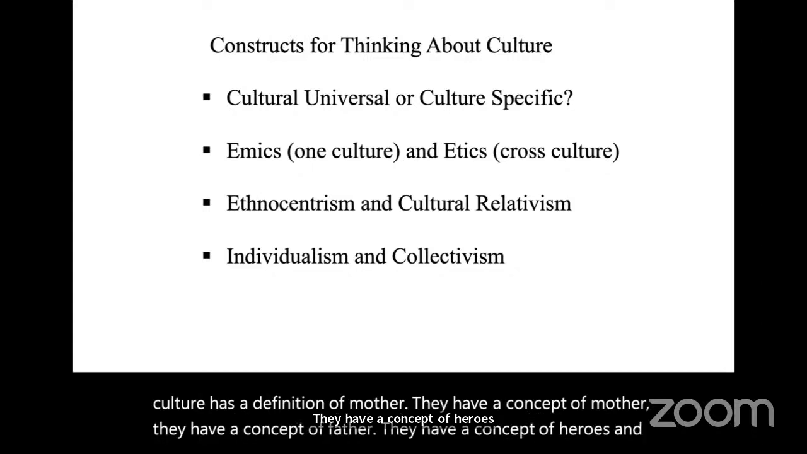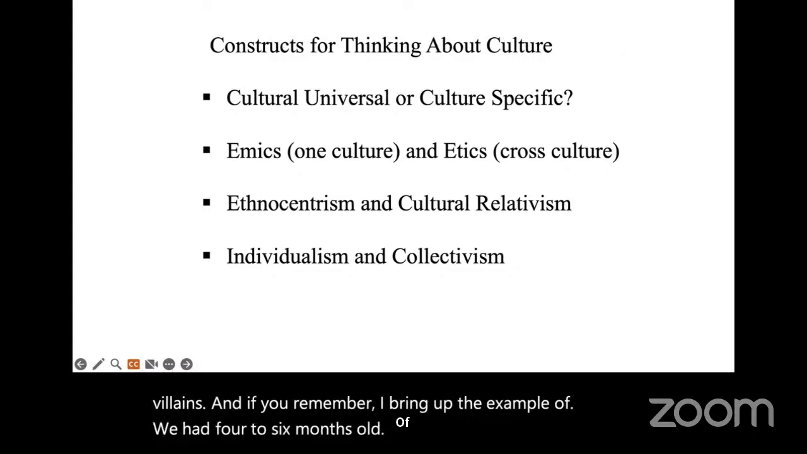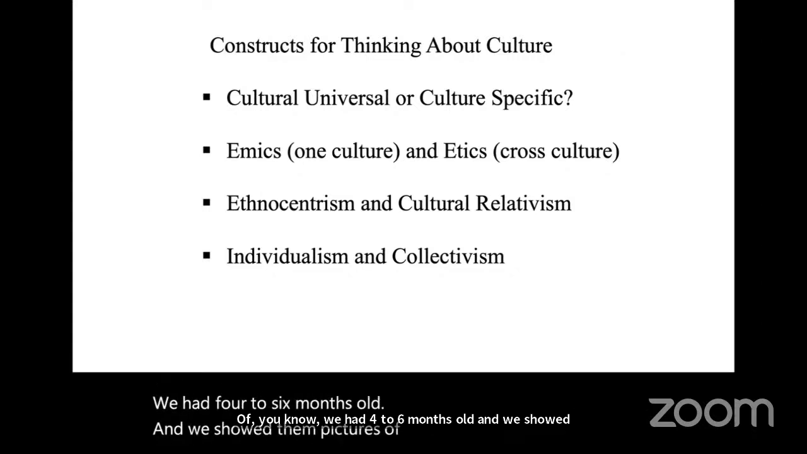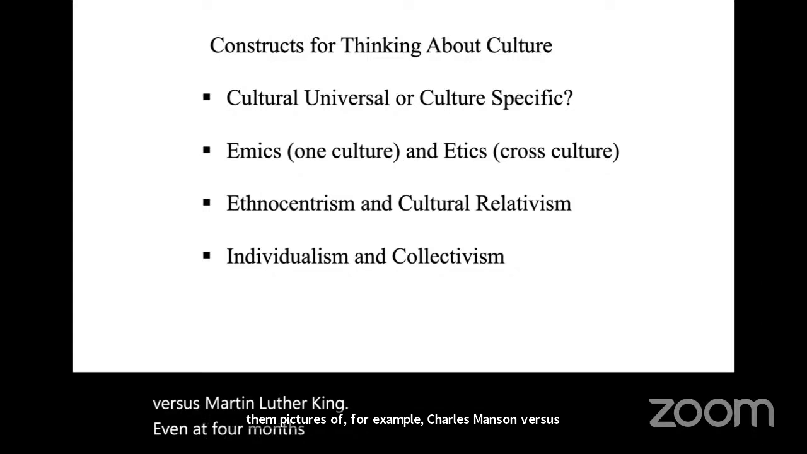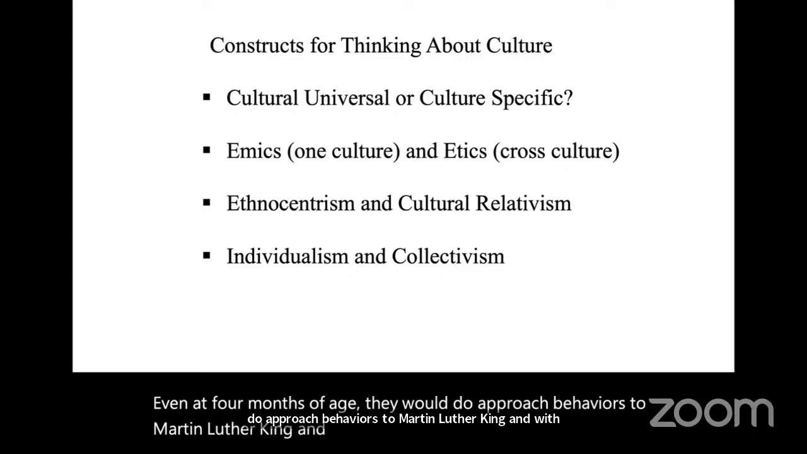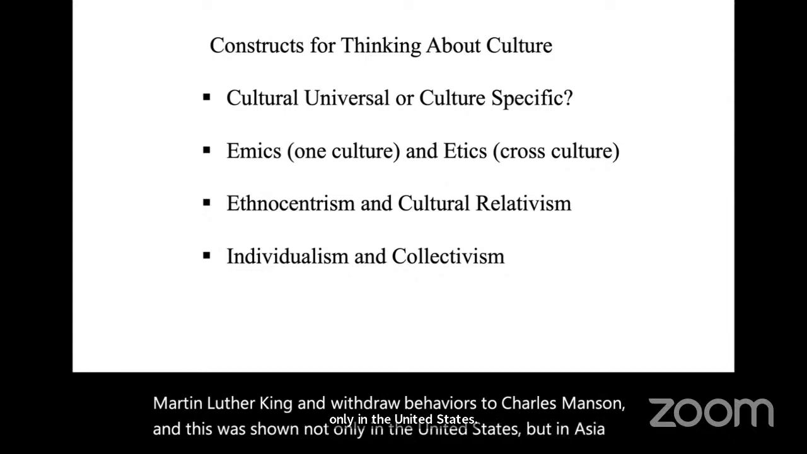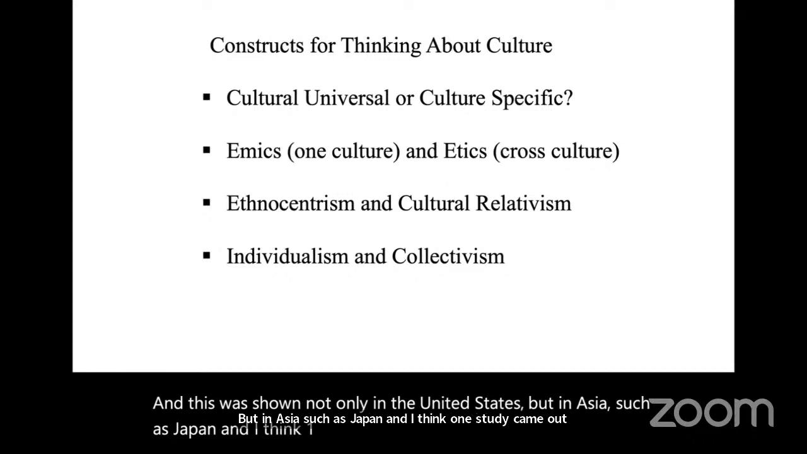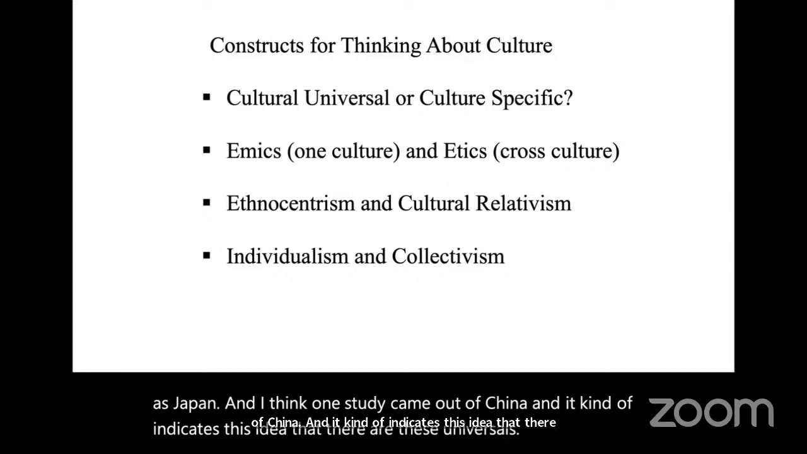And if you remember, I brought up the example where we had 4 to 6 month olds, and we showed them pictures of, for example, Charles Manson versus Martin Luther King. Even at 4 months of age, they would do approach behaviors to Martin Luther King and withdraw behaviors to Charles Manson. And this was shown not only in the United States, but in Asia, such as Japan. And I think one study came out of China, and it indicates this idea that there are these universals that go across cultures.